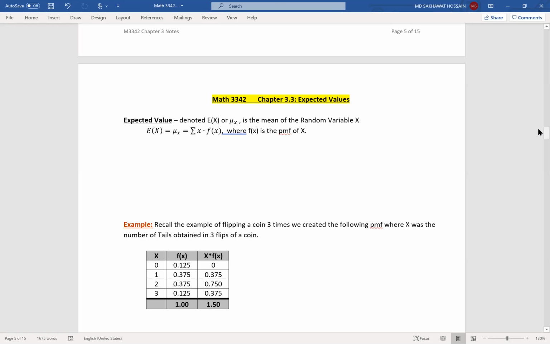So for example, think if x represents the scores of students in an exam, then the expected value of x is the average score of the total students. So the expected value of a random variable is actually the population mean, and the population mean is denoted by mu. You already know this notation. This is called mu, which is actually the population mean.